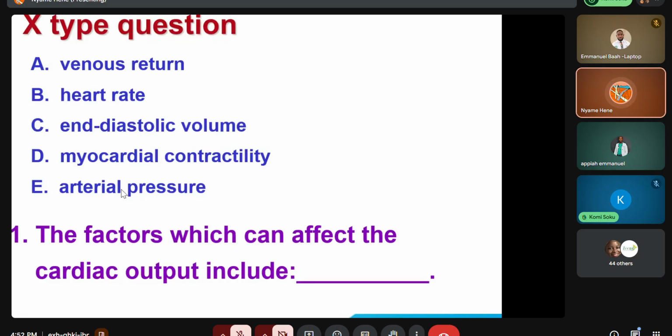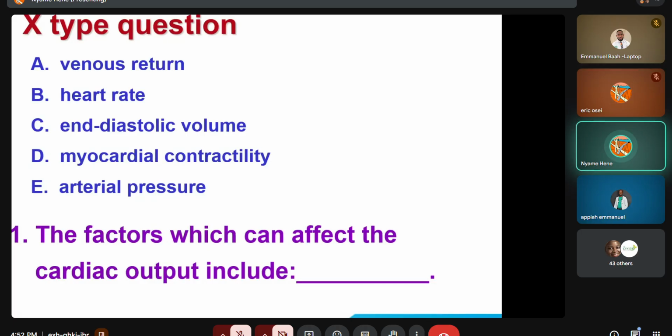Now, if the pressure in the blood vessels is low, there will not be proper returns because there's a lower pressure. The blood that has to come back, or the blood that has to go out, has a lower pressure. Maybe the pressure is from the heart; the heart is not even pumping well. So there's a lower arterial pressure. It means that it's going to affect the cardiac output.